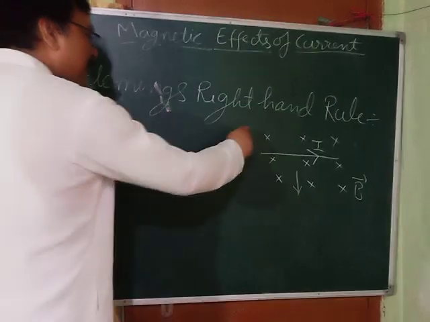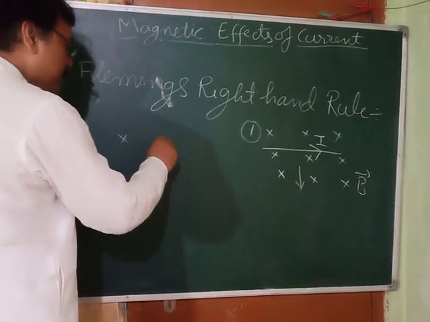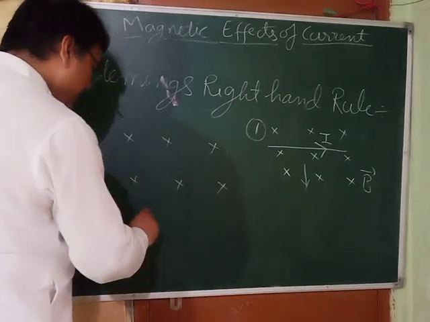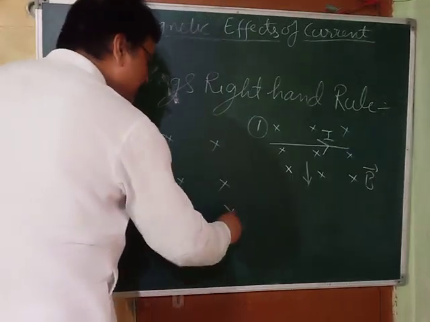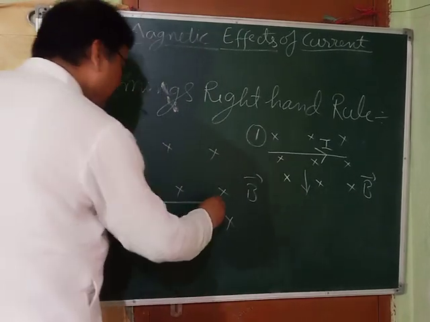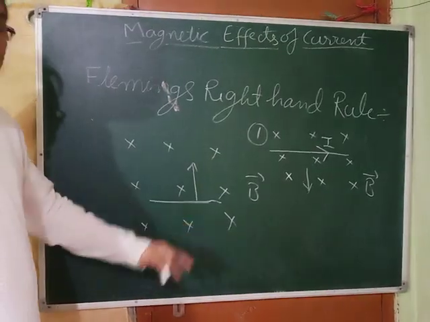Now let us take another case. This is case 1. Another case. Suppose the situation is the same, same magnetic field, same conductor. Only the thing is that this time the conductor is moving in the upward direction. Let's see what will be the direction of current in this conductor.